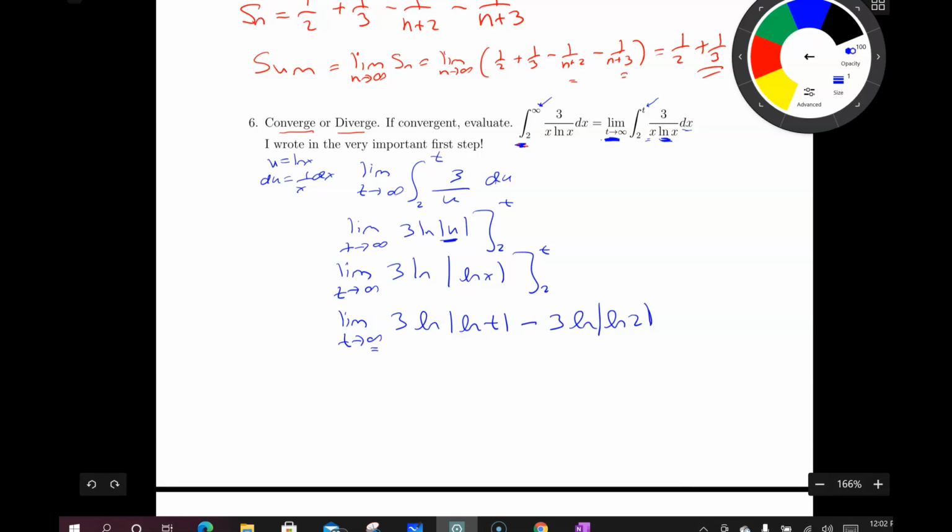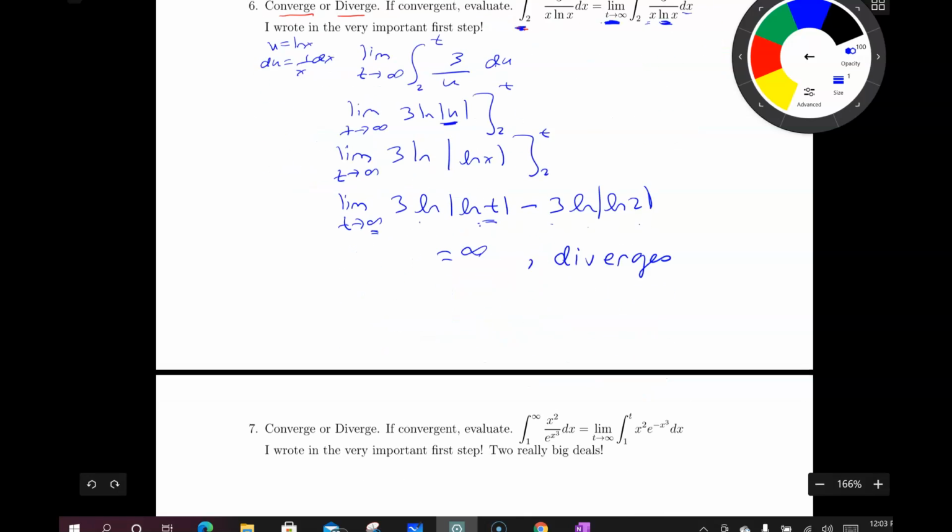Okay, so now I'm going to do the limit. Let t go to infinity, that's infinity. Ln of infinity, that's infinity. Infinity minus a number is infinity. So what do I get as an answer? If the integral equals infinity, that means the integral diverges.